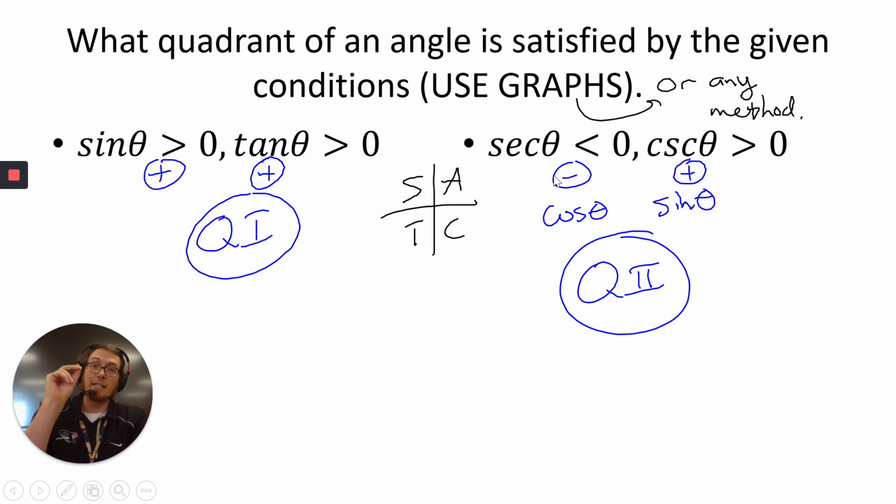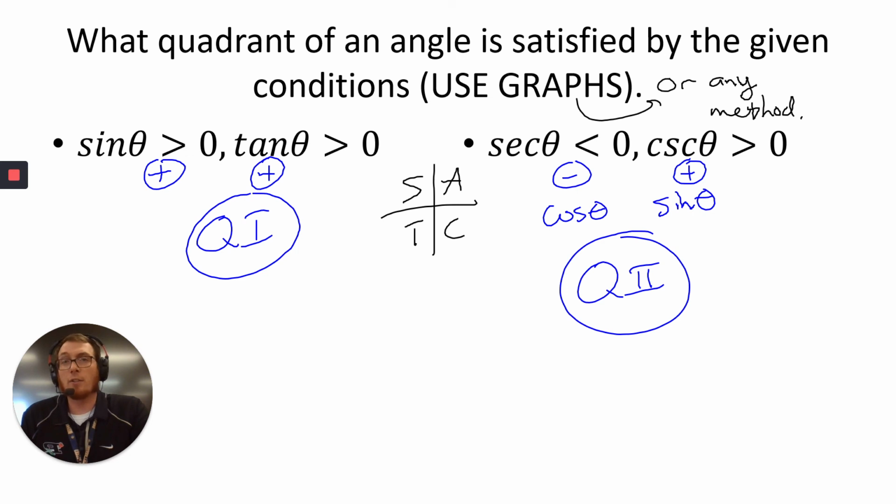Remember, if you're looking at secant and cosecant, you should always flip-flop. Okay, know sine and cosine really well. So cosine is negative. That happens in quadrants 2 and 3. But sine being positive has to mean that it's in quadrant 2. So I think that device with the All Students Take Calculus is probably the most helpful.